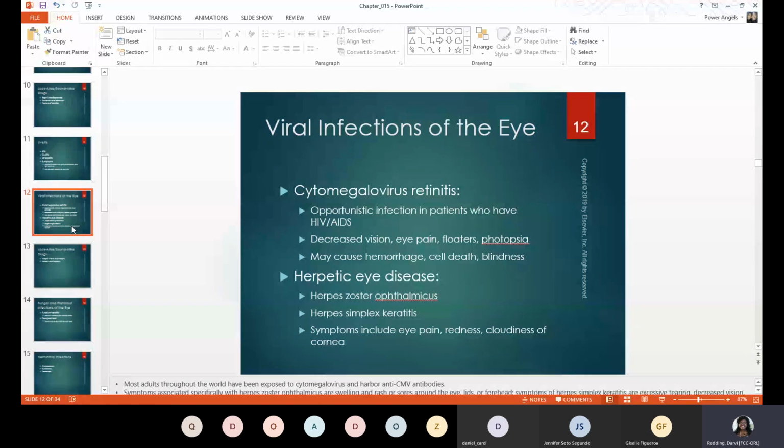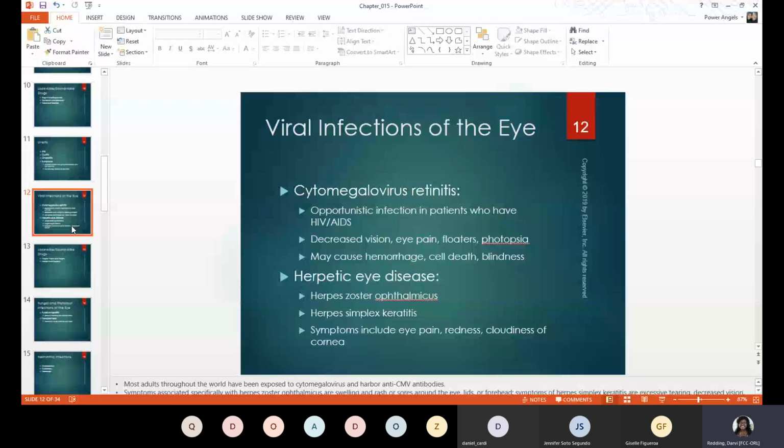So one of the viral infections of the eye would include cytomegalovirus retinitis. And so that's where there's an infection in patients who have HIV or AIDS. Having this type of viral infection would cause decreased vision. It can cause eye pain. They can have floaters in their eye where their eyes kind of drift. And then they have photopsia. This particular viral infection may cause hemorrhage, cell death, or even blindness.